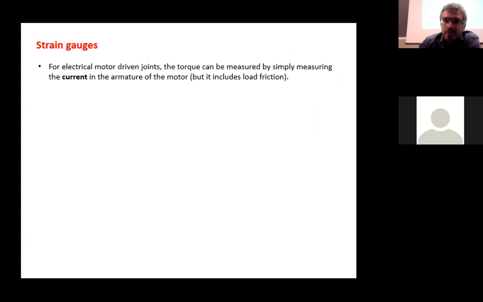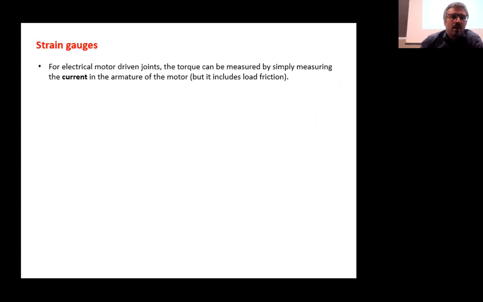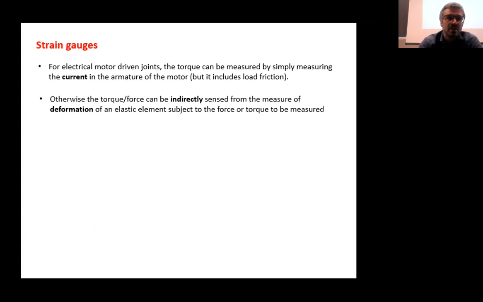In the case of, for example, electrical motors, you might directly measure the actuation force or the actuation torque by measuring the current in the armature circuit of the motor. But the problem of doing so is that this measurement is not really the torque that goes to the link, to accelerate the link, because in the middle there is friction, and the friction is normally located in the bearings or in other components that are sliding. So to be sure that you are measuring the torque of your joint, you need to have a torque sensor that is right attached to the moving link.